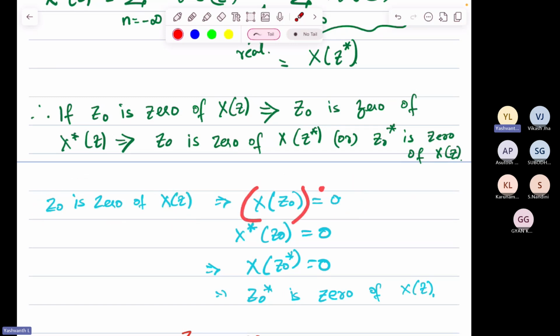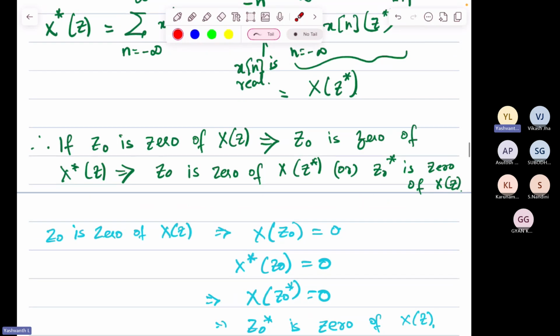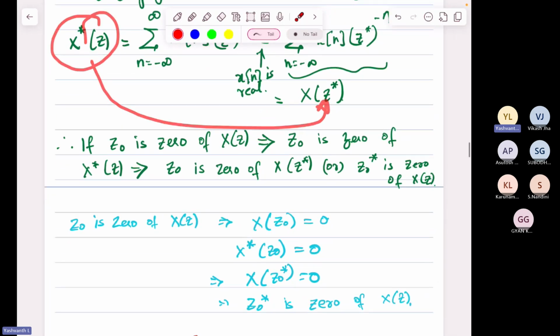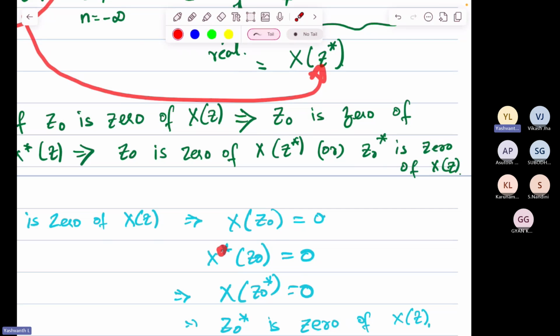Now do conjugation on both sides. So it becomes x conjugate of z naught equal to 0. But we know that the given signal is a real signal, so x conjugate of z is the same as x of z conjugate. So you can push this conjugation inside z naught.